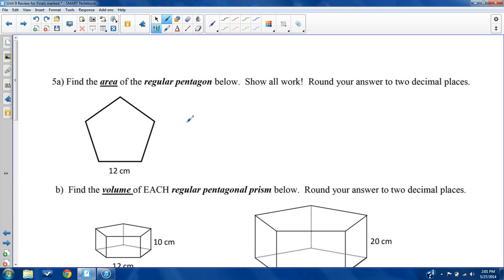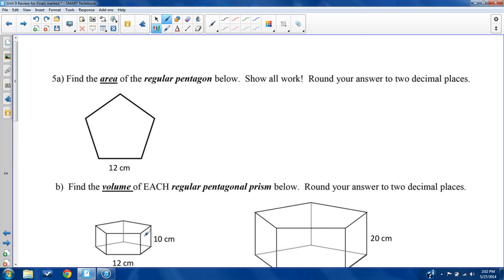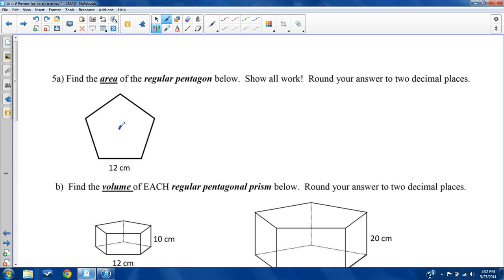Okay, find the area of the regular pentagon below. Show all work. Round your answer to 2 decimal places. Now, this is something from a previous chapter, but this is like a 2 or 3 part problem. This part will help you easily find this other one over here. So let's get to work. To find the area, I need the apothem, A right here. This is a right angle, constructed with a right triangle over here. This length here is 6, because it's half of 12. I need my apothem. I need my perimeter, which is easier to find. That's 12 times 5, which is 60 centimeters.